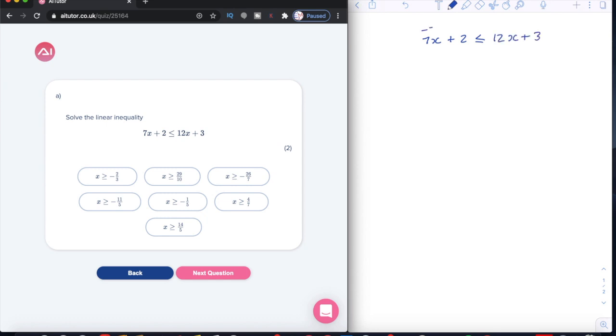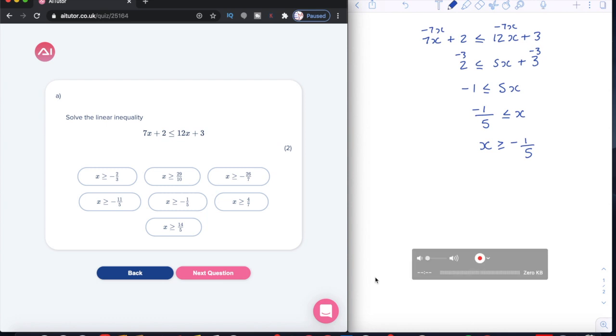So we can subtract 7x from both sides. We get 2 is less than or equal to 5x + 3. Subtract 3 from both sides. We get -1 is less than or equal to 5x. Divide both sides through by 5. We get -1/5 is less than or equal to x. Or in other words, x is greater than or equal to -1/5. And as you can see, that is our answer here.